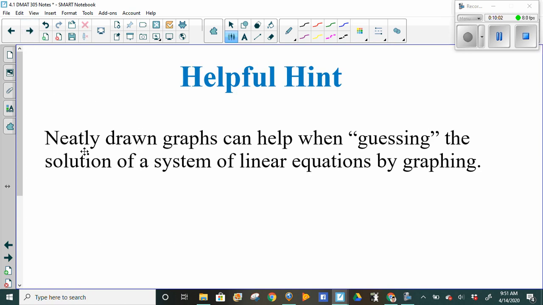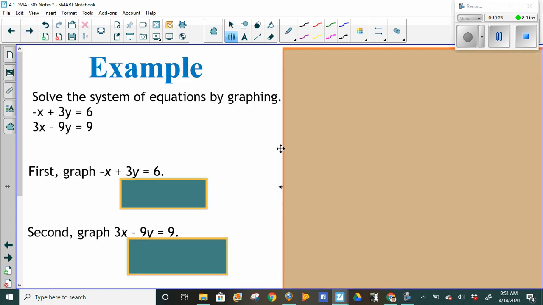So, helpful hint: neatly drawing your graphs can help when you're guessing the solution. Grab some graph paper if you can. It just makes it a little easier when you're working these out by hand. Obviously, when you're working in MyMathLab, they'll have graphs, but it's always nice to be able to do it on paper. All right, so we're going to try it again.